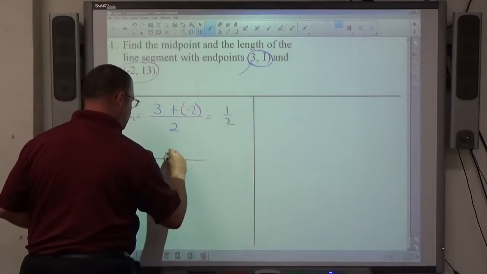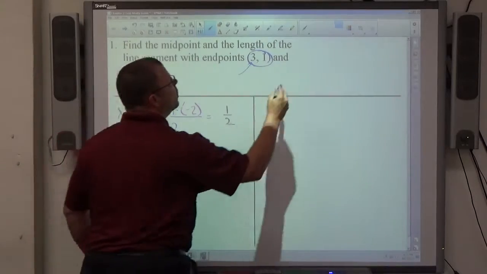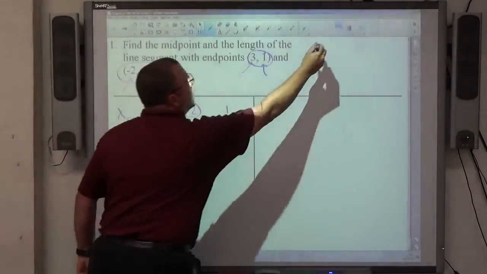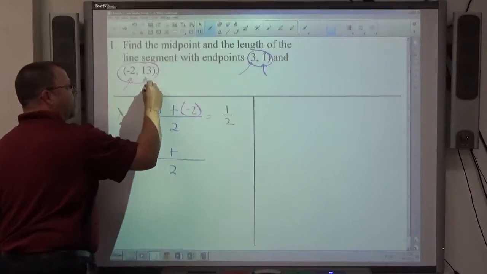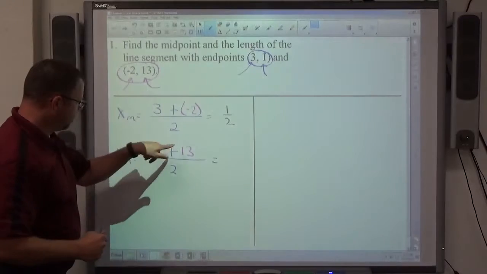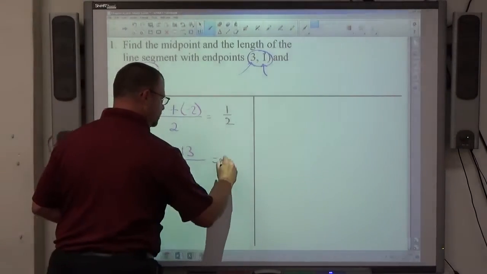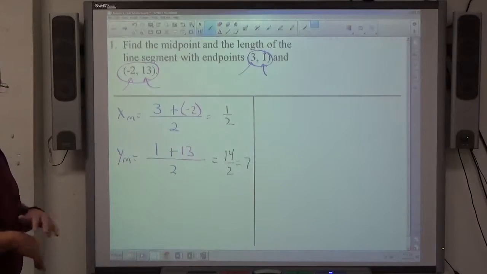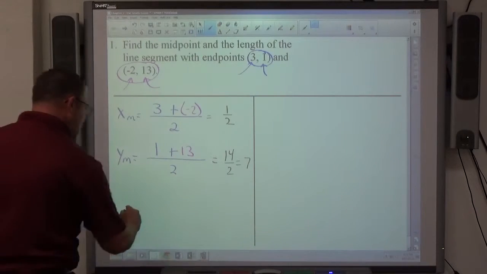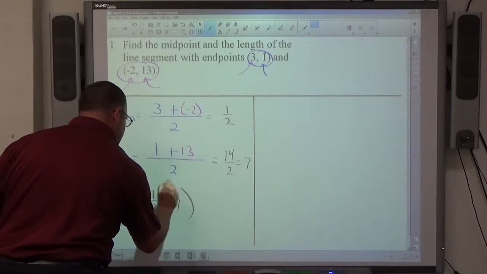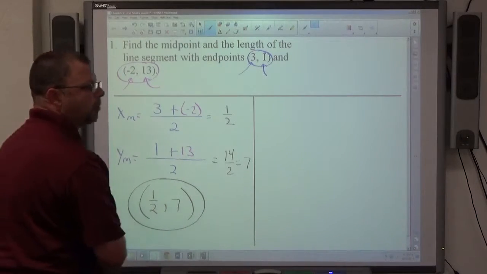Similarly, to find the y-coordinate of the midpoint, same deal. I'm going to add the two numbers together, divide by 2. The two numbers I'm going to add together here are the y-coordinate from the first point and the y-coordinate from the second point. 1 plus 13 is 14. 14 over 2 is equal to 7. A midpoint is a point, it's a coordinate, so I'm going to write my answer as a coordinate. That's how to find the midpoint.